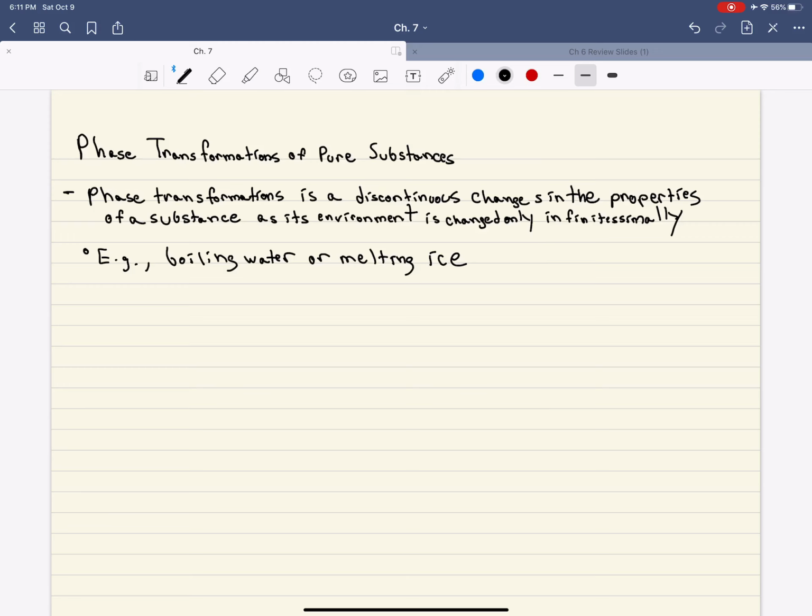Okay? All right. And when we observe these discontinuous changes in properties, and so that we get different forms of a single chemical substance, we call these different forms phases. Okay?